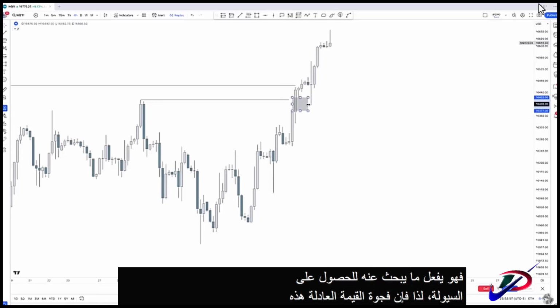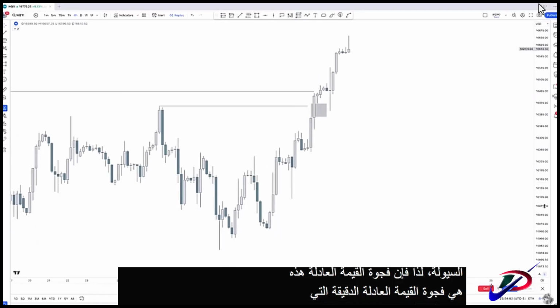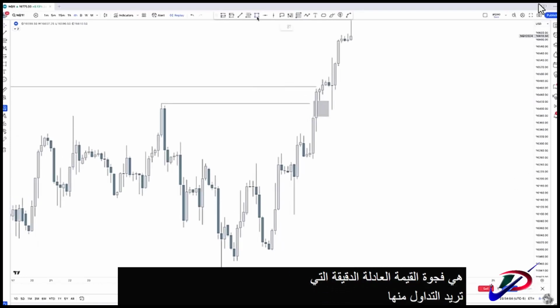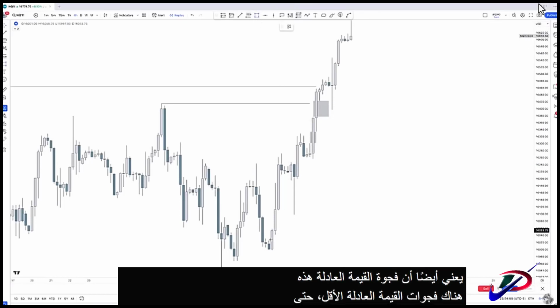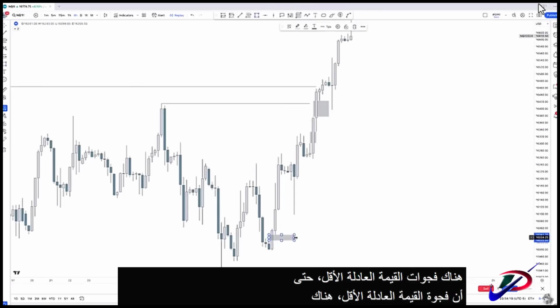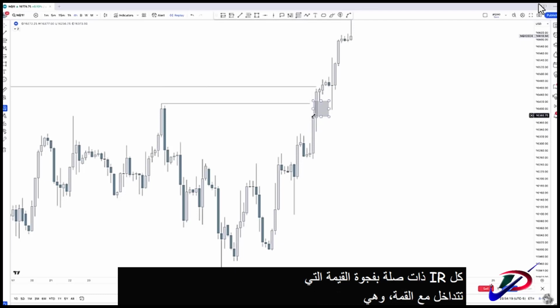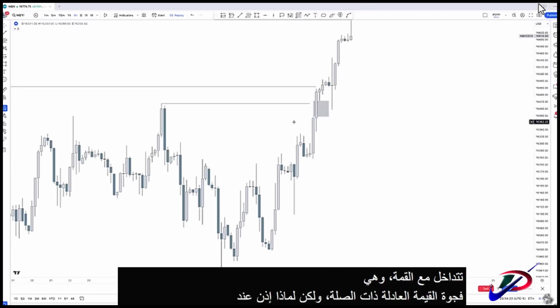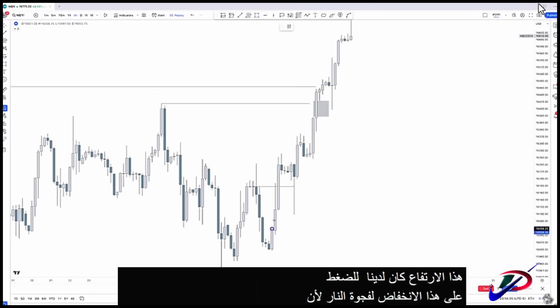So this fair value gap right there is the exact fair value gap that you want to trade off of, which also means that the lower fair value gaps, even that lower fair value gap right there, are all irrelevant. The fair value gap that's overlapping with the high, that's the relevant fair value gap. But why then on this high right there, did we have to sting into that lower fair value gap?